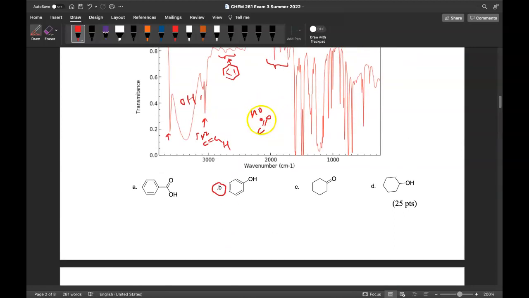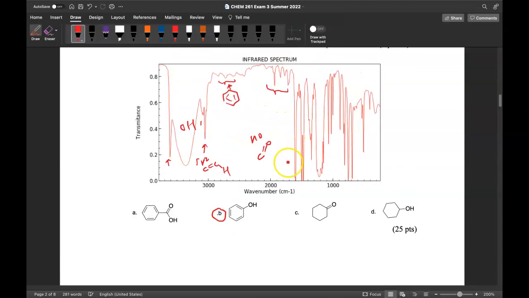If the carbonyl was there, let me see. Okay, I have no carbonyl at 1700, so it cannot be carboxylic acid. Plus, this would have been so broad, would have started from somewhere here, broad. So best choice is B. Actually, looking closely, should be B.